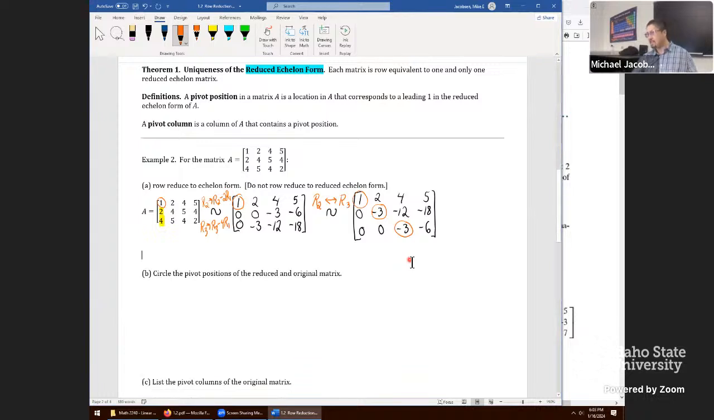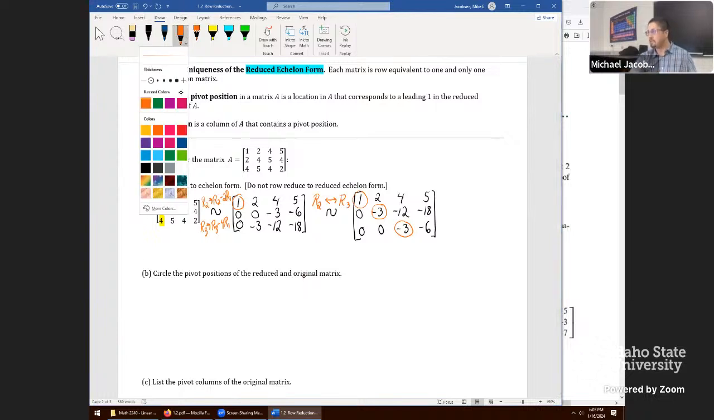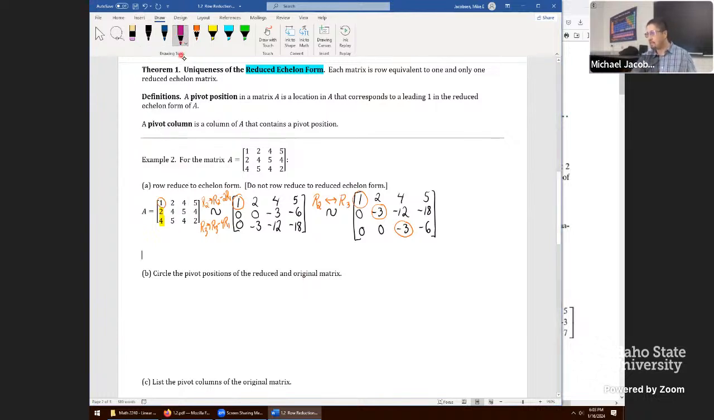Okay, part B says, circle the pivot positions of the reduced and original matrix. So I'll use a different color to make it show. For the original matrix, the pivot positions are here, here, and here. And those entries along this off diagonal here. It didn't have to have those specific pivots. There could have been one in the far right column, for example.